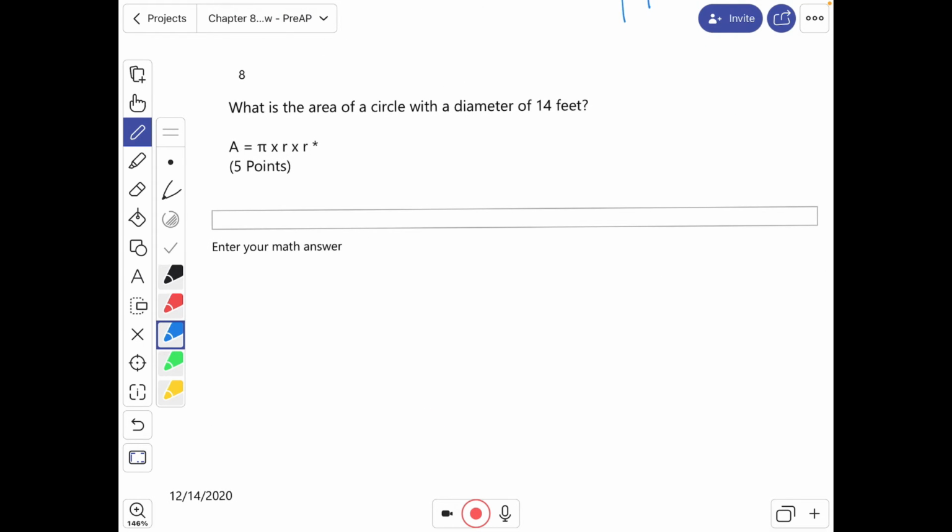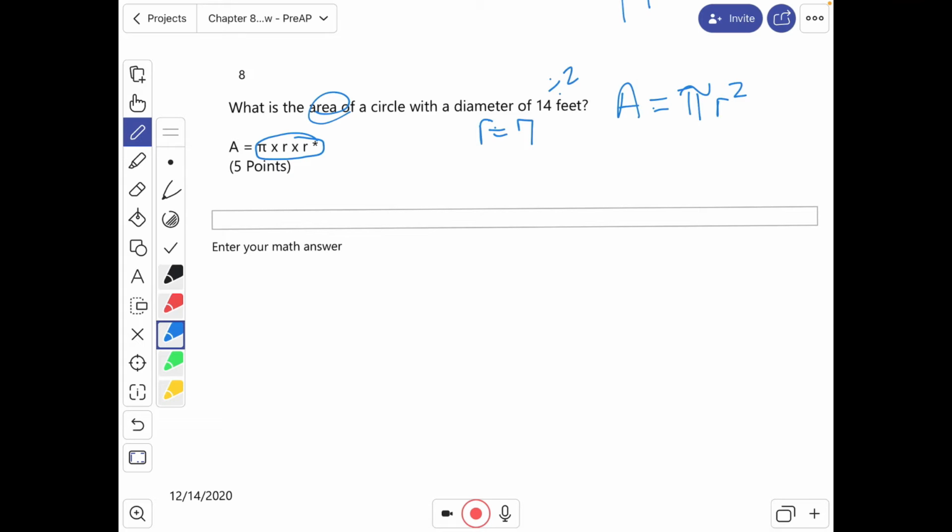Number 8. What is the area of a circle with a diameter of 14 feet? Area is pi r squared, which means pi times radius times radius. Well, they didn't give us the radius, they gave us the diameter. So if the diameter is 14, remember diameter is the big one, I have to divide that by 2 to find the radius, which would be 7.